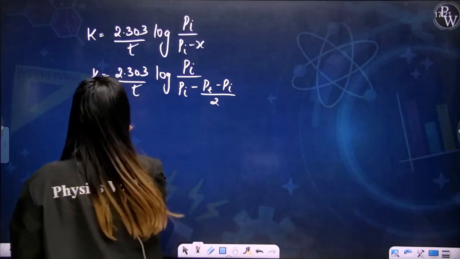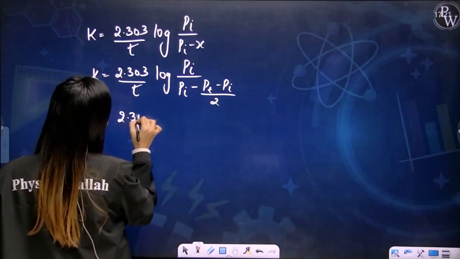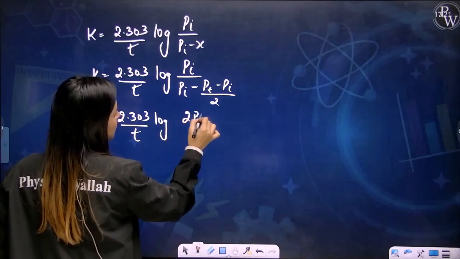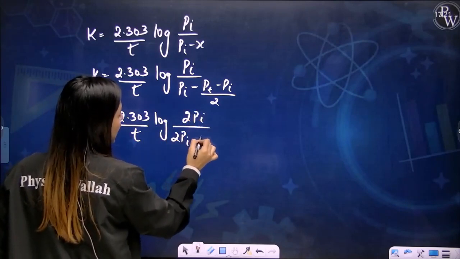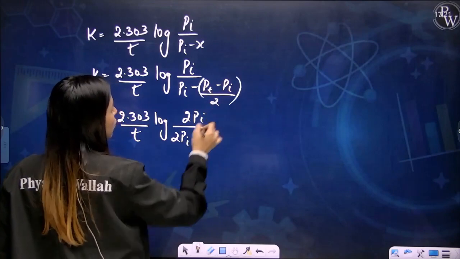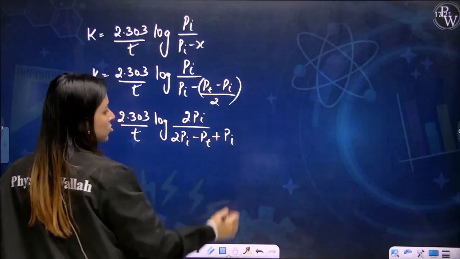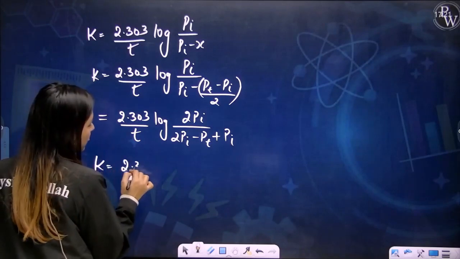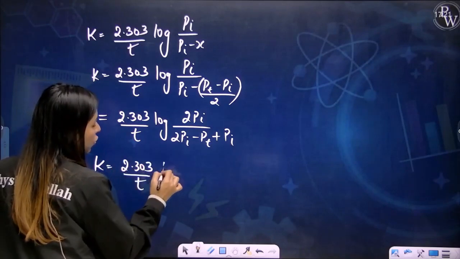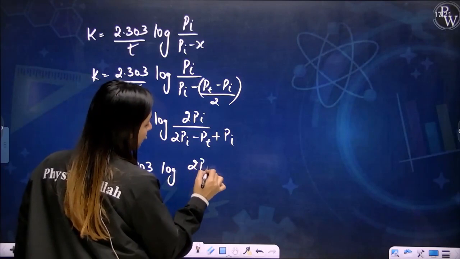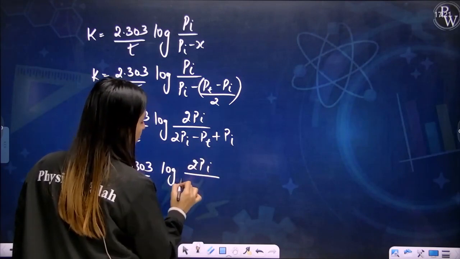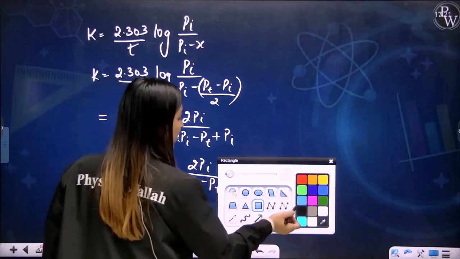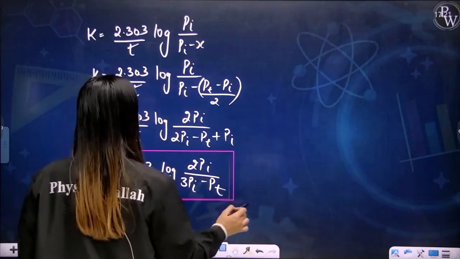So this would be equal to 2.303 upon t log 2P initial upon 2P initial minus P total, this would be whole, so this would be plus P initial. So K would be equal to 2.303 upon t log 2P initial upon 3P initial minus P total. So this is your final expression.